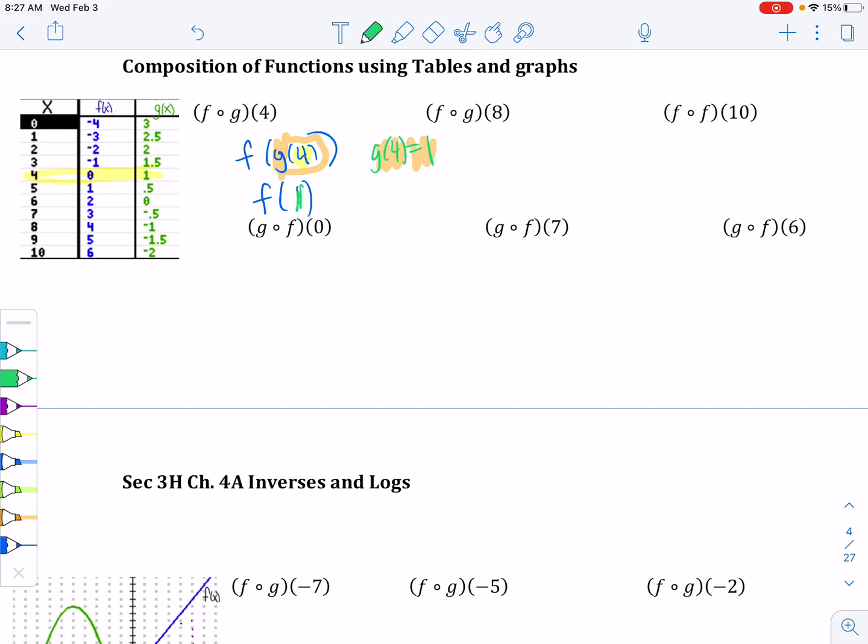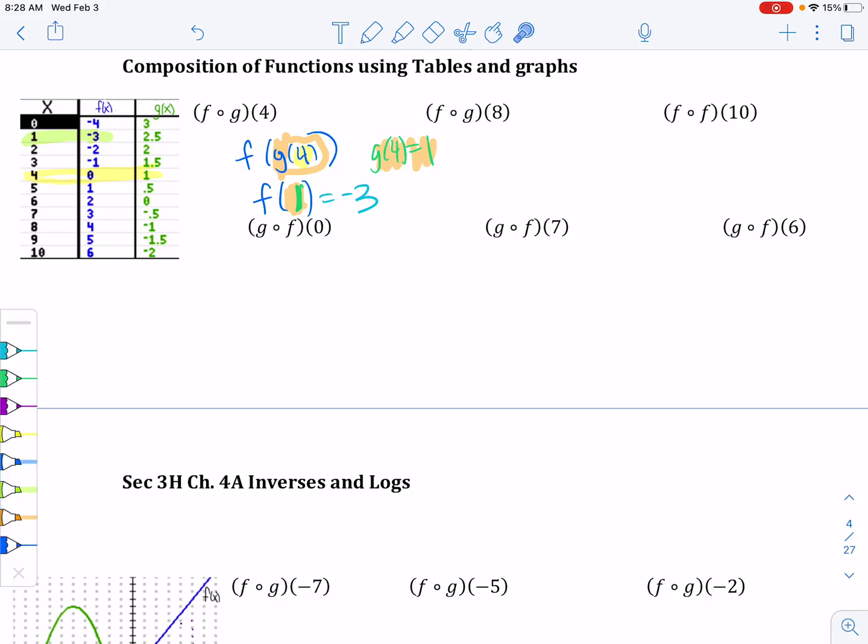I suppose I should have color coordinated that. So that gives us f of 1. Well, now I'm going to go to the x value of 1. So our x value of 1 is right here. And we're going to look at the x value on the f of x part. So at 1, we're going to get negative 3. So then this gives us negative 3.